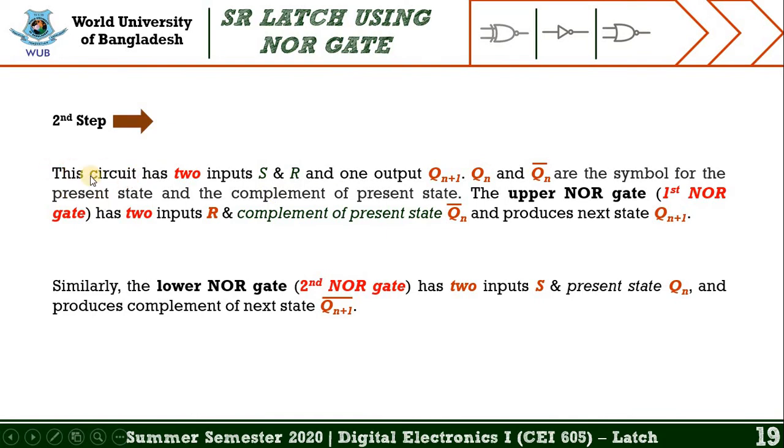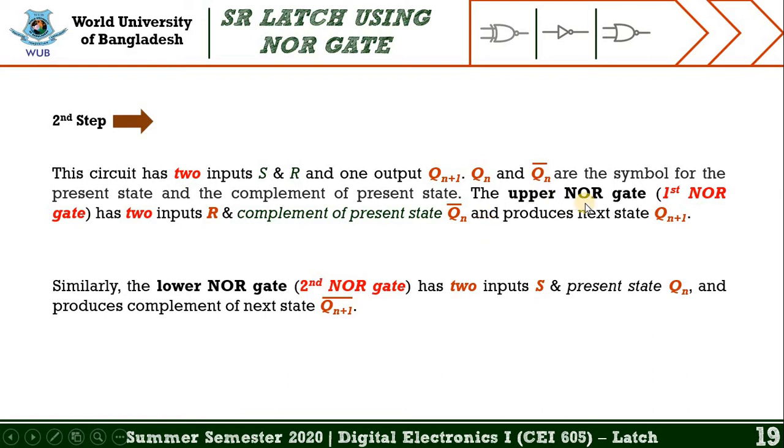From this slide, we can learn the inputs and output declaration of SR latch using NOR gate. So let's start. This circuit has two inputs. One is S and another one is R. And one output, which is Qn plus 1. Qn and Qn bar are the symbols for the present state and the complement of the present state. Well, actually this is the output, but our required output should be Qn plus 1. That's why I have written one output Qn plus 1.